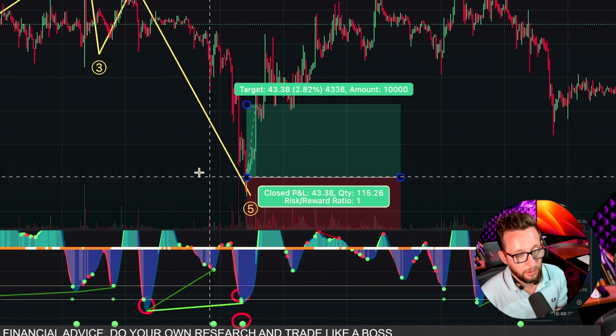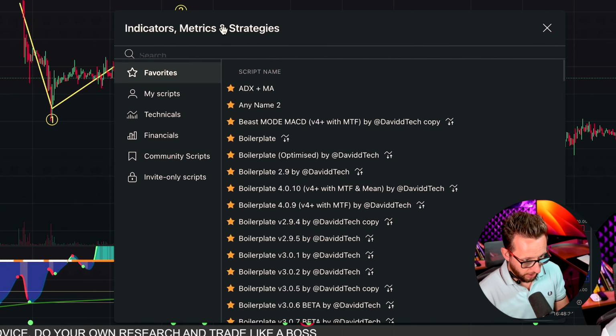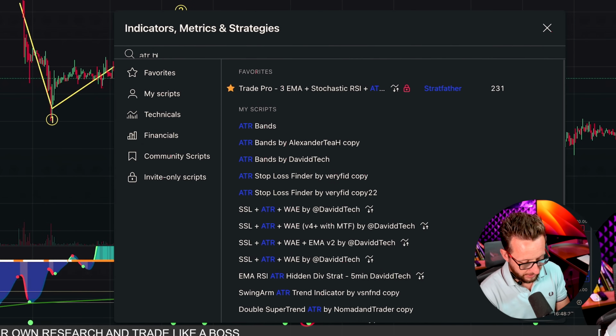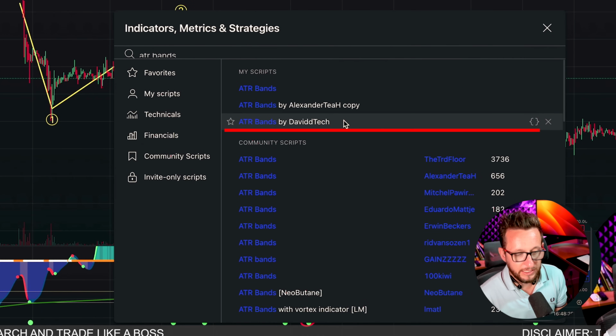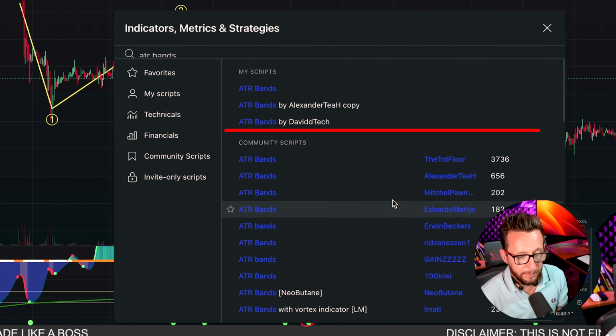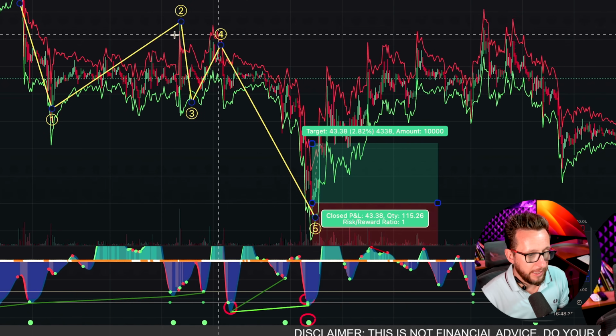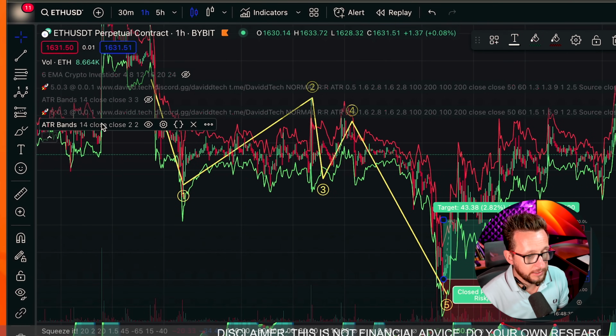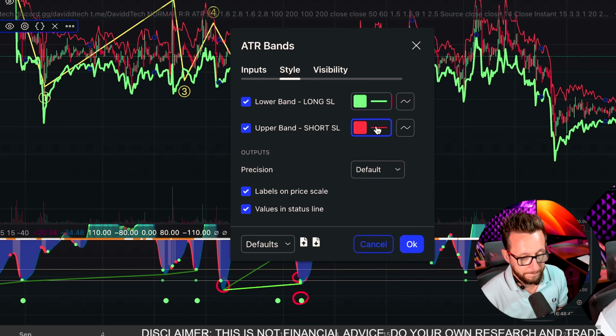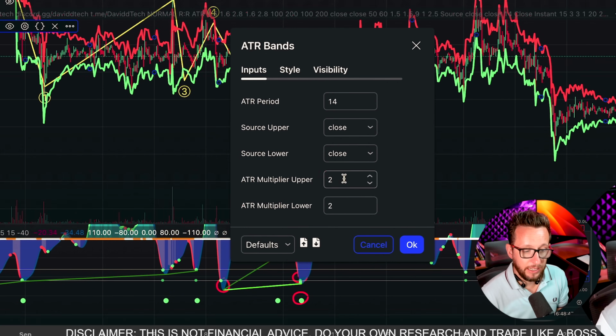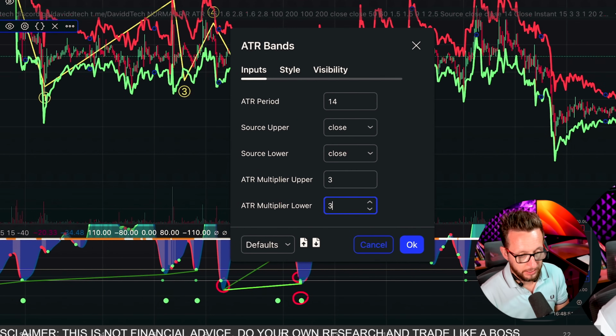and we're going to set our stop loss to the ATR bands. So if I go over to here and write ATR bands, I'm going to choose the one from David Tick because the colors are inversed, but normally we use Alexandra TH here and then just inverse the colors. I'm going to make the bands a little bit bigger so that we can see them here on YouTube. And we're going to set the ATR multiplier to 3, just like that.